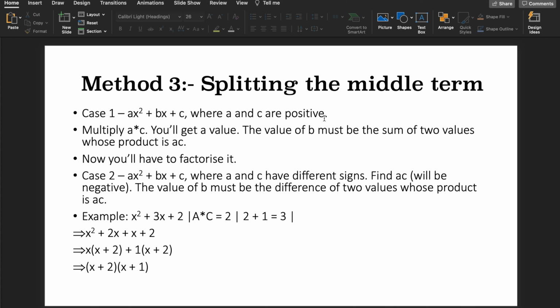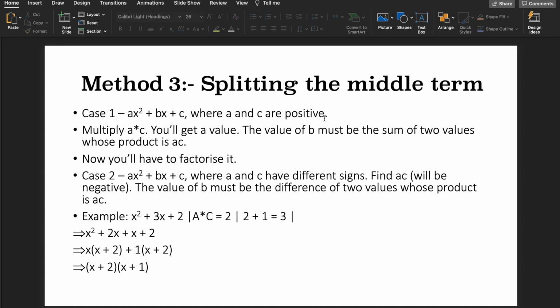So here you'll have to find the value of AC, which has to be positive. And the value of b must be the sum of the two values whose product is AC. This may be confusing, but let's just take a few examples. Let's say AC equals 8. So we'll have to find factors of 8 whose sum is b. I hope that's clear.